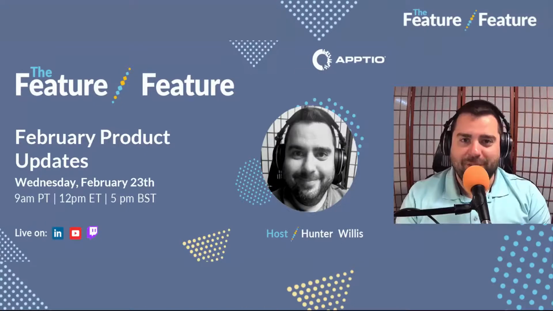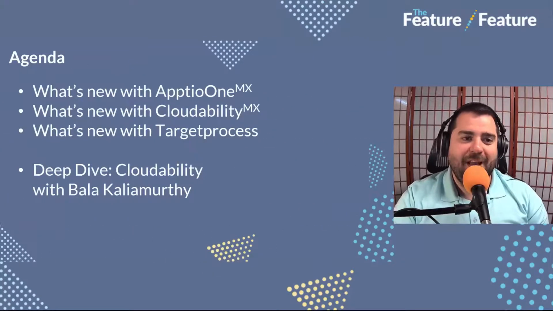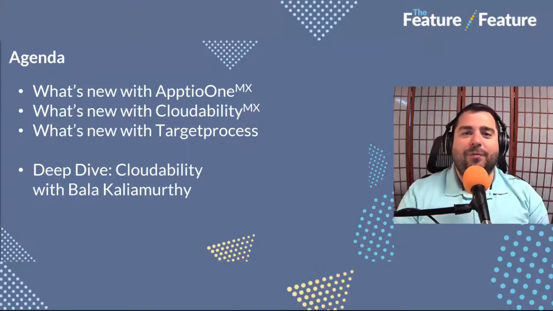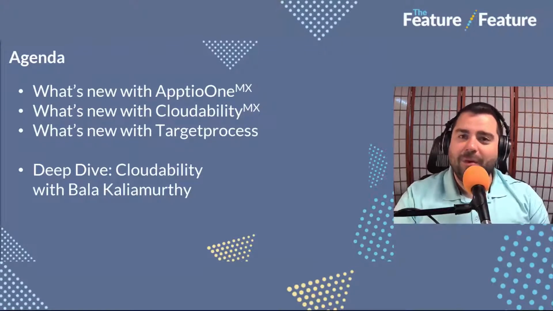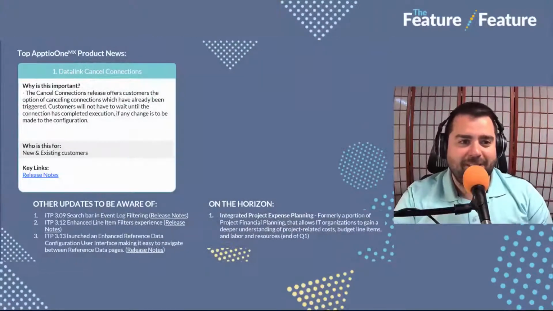My name's Hunter Willis, and the feature, of course, is where we talk about what's new and what's coming with our products here at Aptio. We're going to be talking about the Aptia One product family. We've got some updates for Cloudability to go over, as well as some updates for Target Process. And then we've got a really great conversation with Bala Kaliamurthy that we're going to be popping over to here in just a few minutes, talking about some of the new information for Cloudability. So let's dive right into the details here.